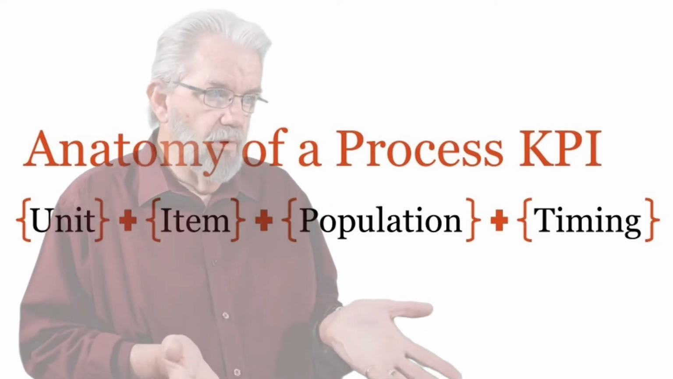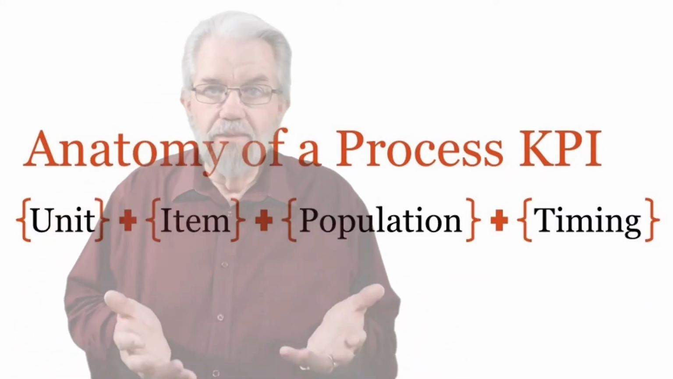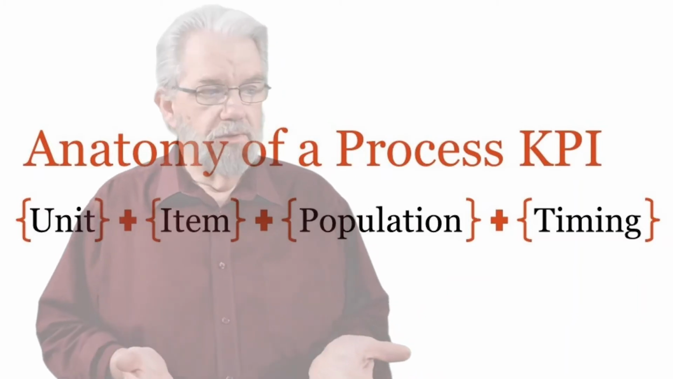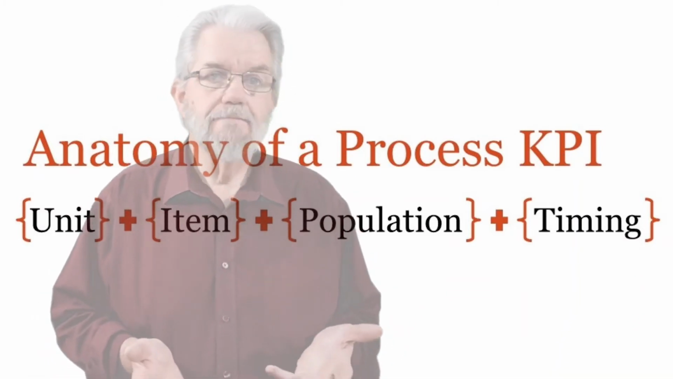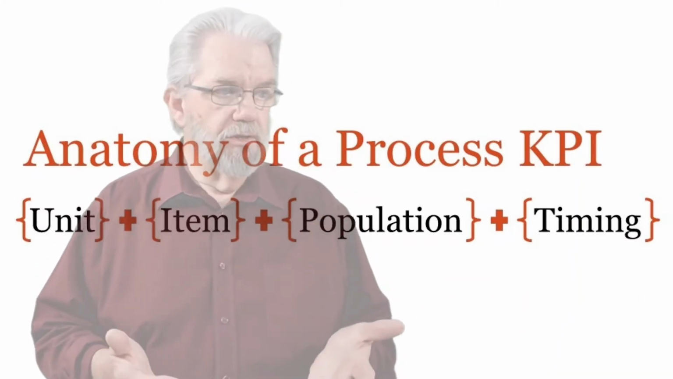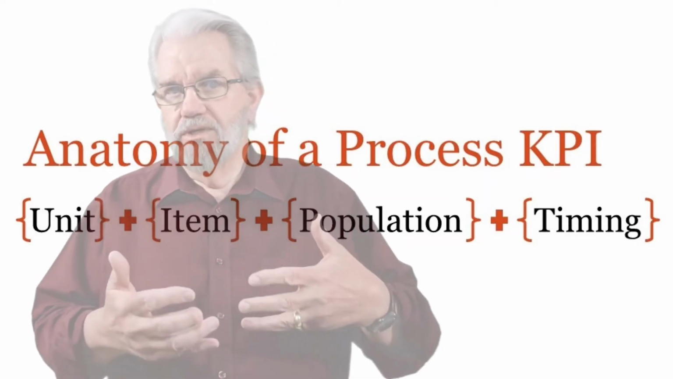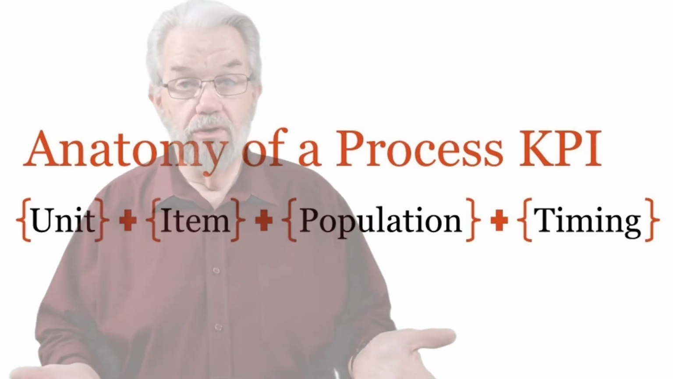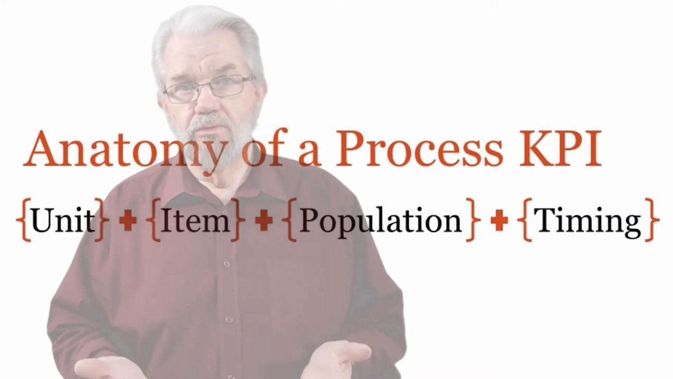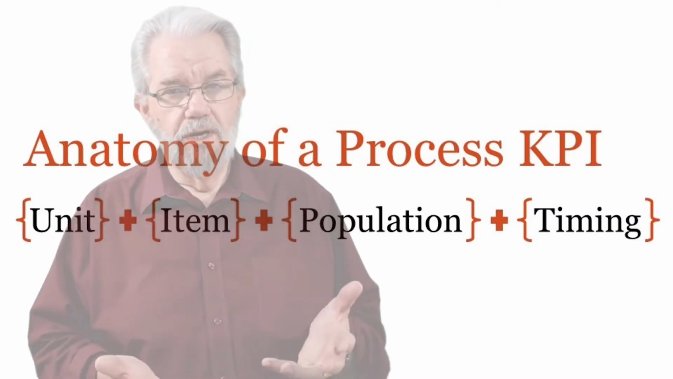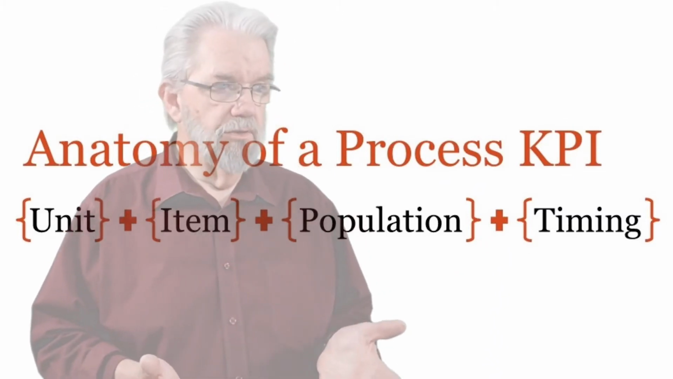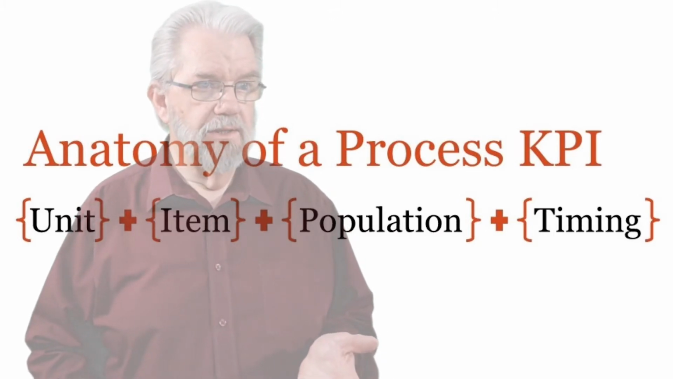But it has these 4 components, I think. There's something that we're measuring, the unit of measure, and then the thing that we're measuring itself, the item, and often that's out of some population, some larger group perhaps, and perhaps there's some issue about timing. I think these are quite important characteristics for us to include in our process KPI definition.